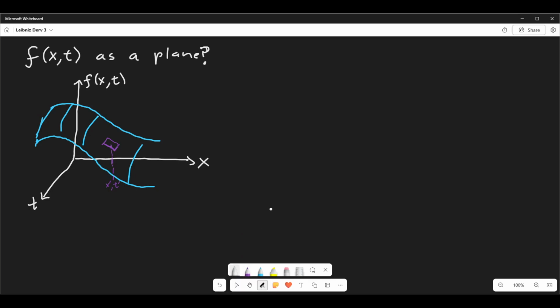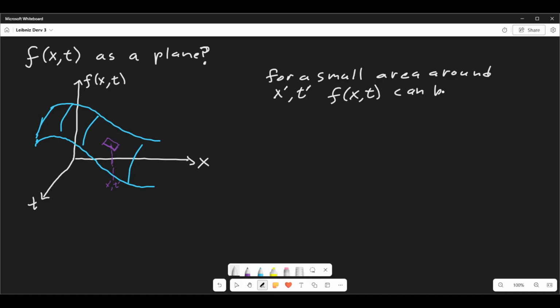So basically, for a small area around x prime and t prime, f of x comma t can be approximated as a flat plane.